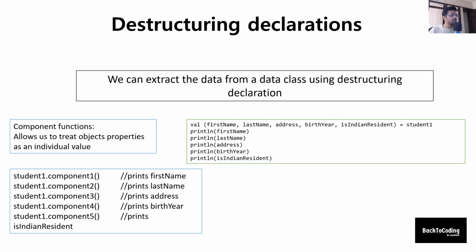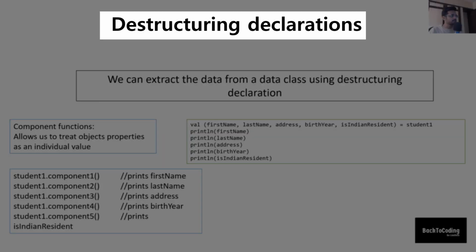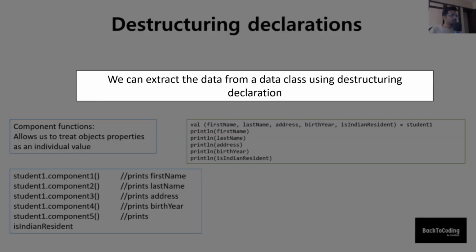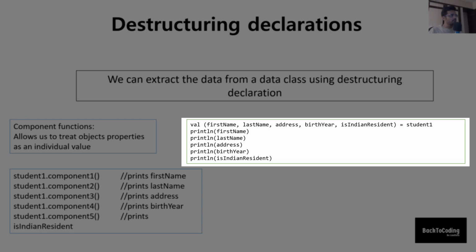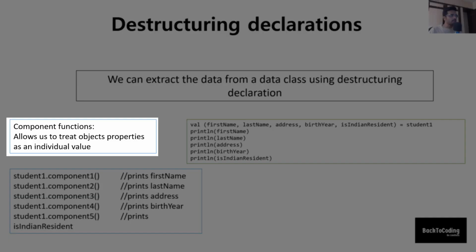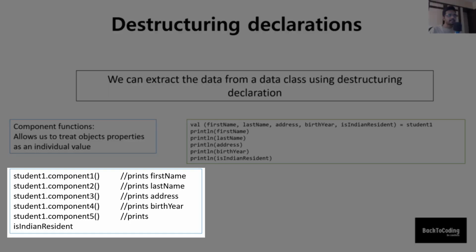Component functions generated for data classes enable their use in destructuring declarations. We can extract the data from a data class using destructuring declaration. We just have to assign a variable for each property in one statement like this. Also, we can use component functions which allow us to treat objects' properties as an individual value, something like this.